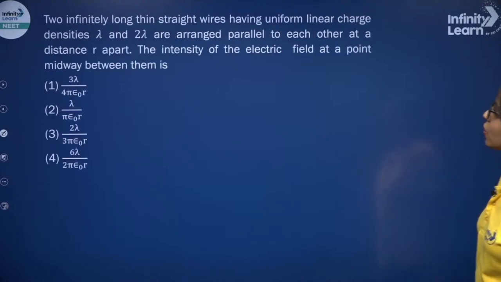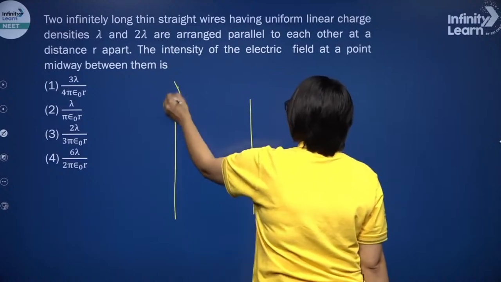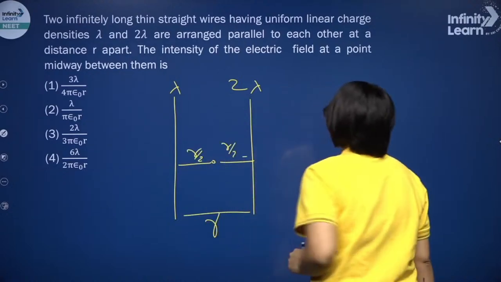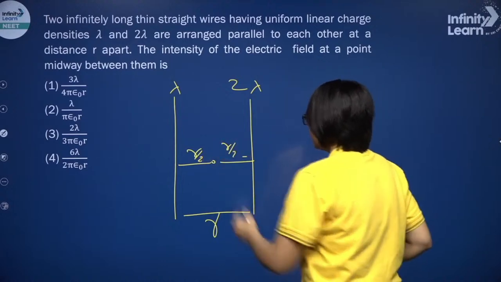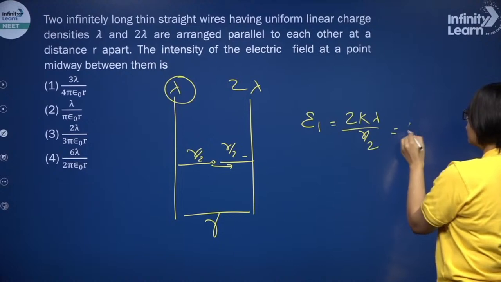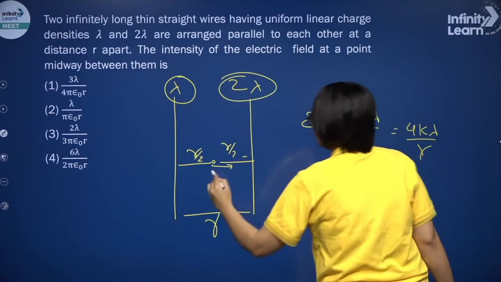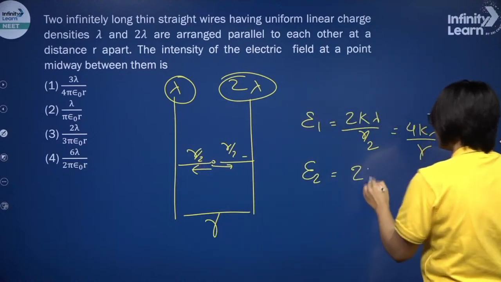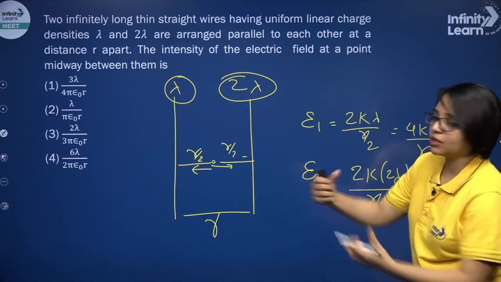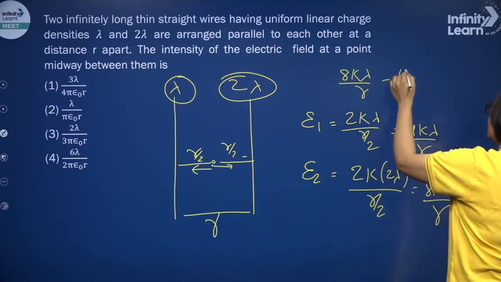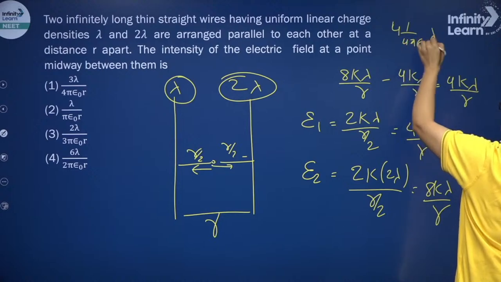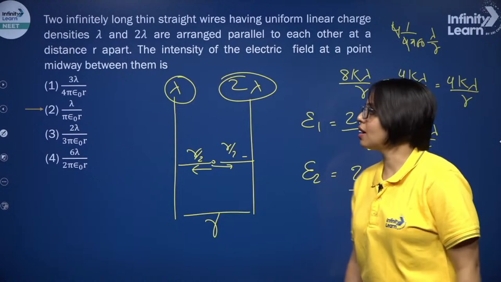Next is this one. Two infinitely long thin straight wires having uniform linear charge densities lambda and 2 lambda are arranged parallel to each other at r distance apart. So this will be r by 2 and this will be r by 2. We need to find total electric field at this midpoint. Due to this lambda, electric field will be away from it. Let's say it is E1, and that is equal to 2k lambda upon r by 2, that is 4k lambda upon r. Due to this 2 lambda, electric field will be away from it, let's say it is E2, and it is 2k 2 lambda upon r by 2, which is equal to 8k lambda upon r. So net electric field will be E2 minus E1, because both are opposite. So this will be 8k lambda upon r minus 4k lambda upon r, which is 4k lambda upon r. K is 1 upon 4 pi epsilon naught, so it is 4 into 1 upon 4 pi epsilon naught lambda upon r. 4 cancels, so correct answer is lambda upon pi epsilon naught r, which is option 2.